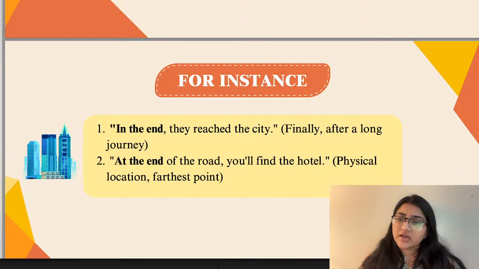Right? So if you're jotting it down somewhere, please jot it down properly. "In the end" is synonymous to ultimately, at last, and "at the end" is synonymous to the physical location or farthest point. Right? This is how you need to write it. And if at all you want to write the examples, feel free to write them, because I think examples are the best way to learn anything, be it a new word or a new rule. So write it down, pen it down before we move ahead.